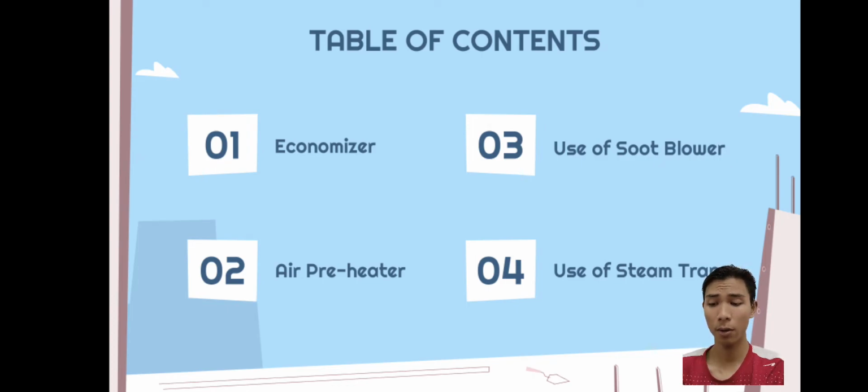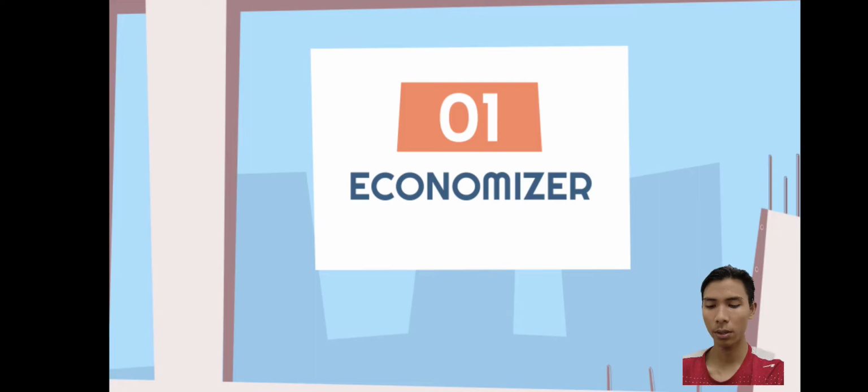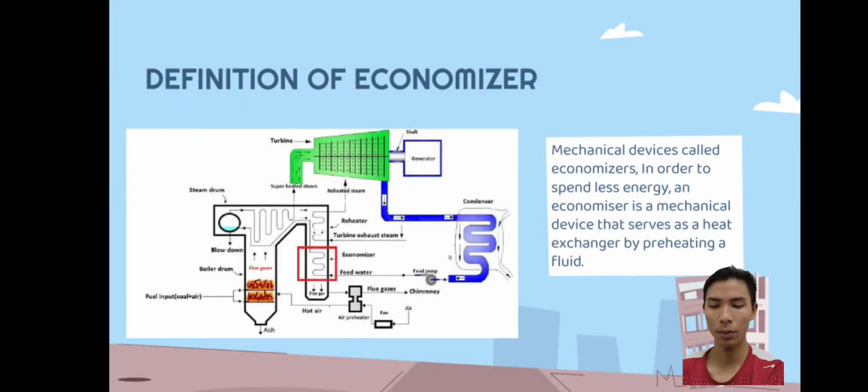The definition of economizer is a mechanical device, called an economizer, used in order to spend less energy. Economizer is a device that serves as a heat exchanger. This means that this device changes the heat to something that could be used, like kinetic energy, but mostly it transfers the heat, to make sure the boiler is still hot, to maintain the temperature so it is not going down.